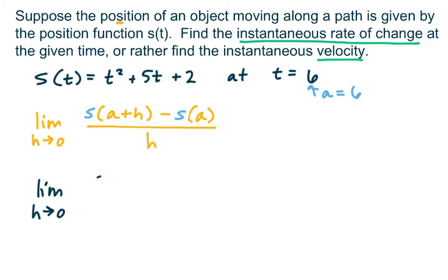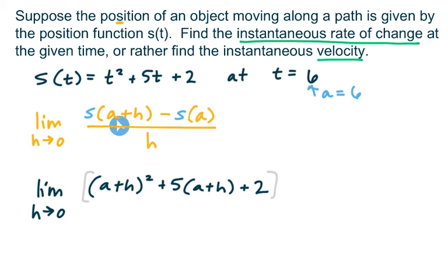S of A plus H is going to be A plus H, quantity squared, plus 5 times A plus H, plus 2. So this first piece here represents S of A plus H. I took A plus H and plugged it in for both of my T's in the function. Now, we know what the A value is, so what we could plug in here is 6 plus H. All right, we're plugging in 6 plus H. A plus H, where A is the point of consideration, T equals 6. That's what we're plugging in.